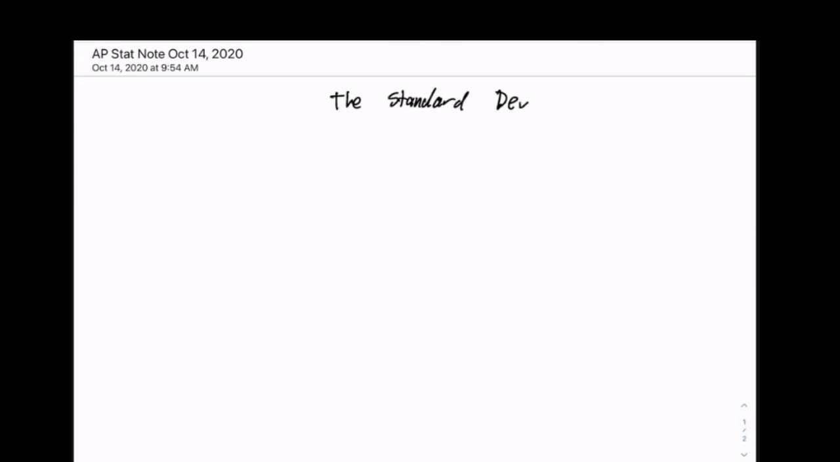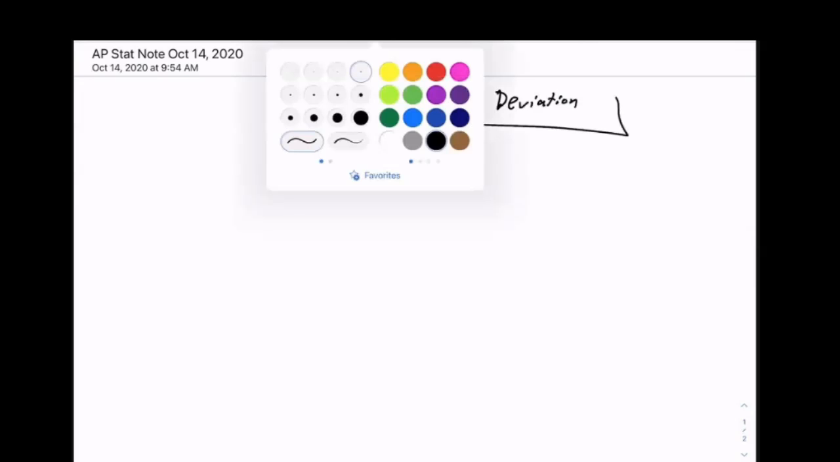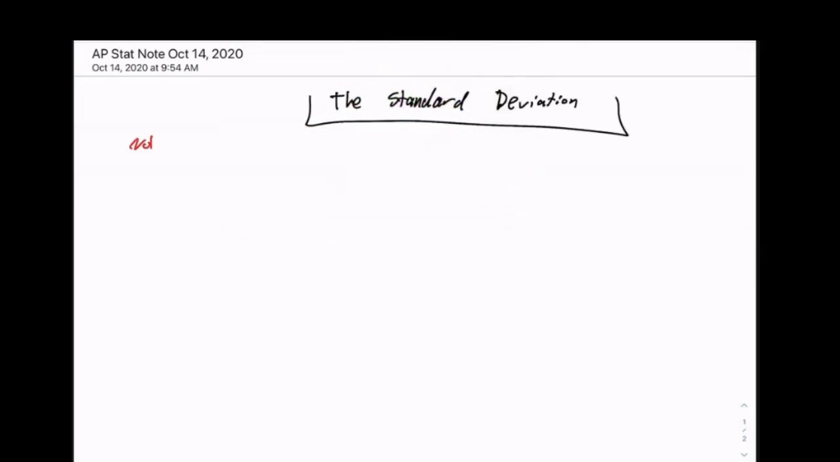deviation. Now, it should be noted that you are not required to find the standard deviation, which we have as Sx or sigma x. These are both the notations that we use.